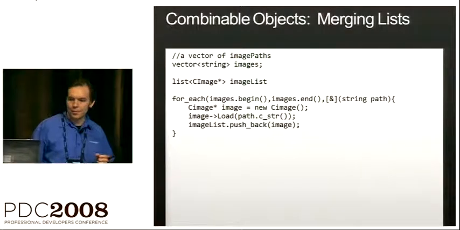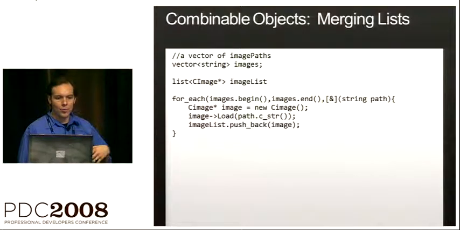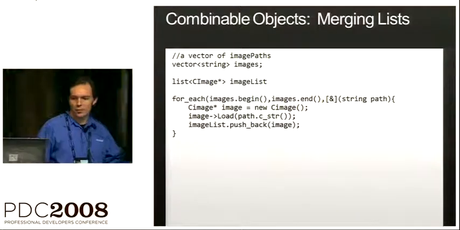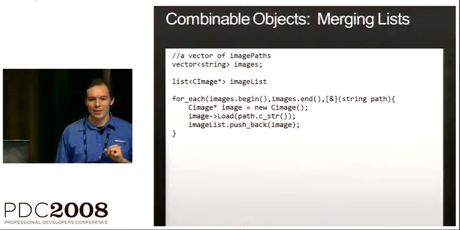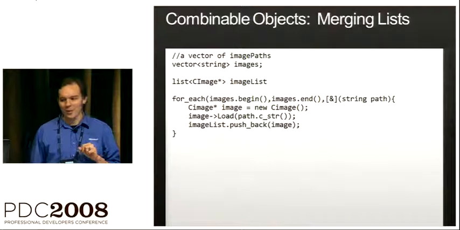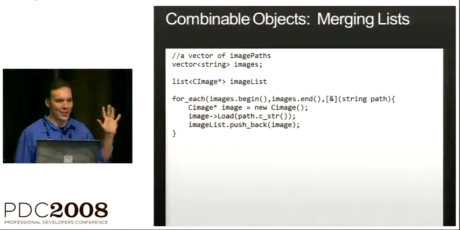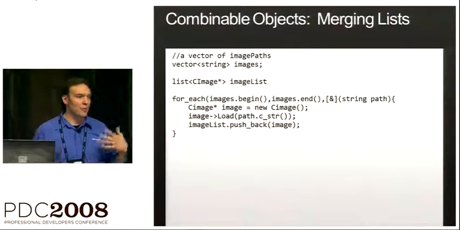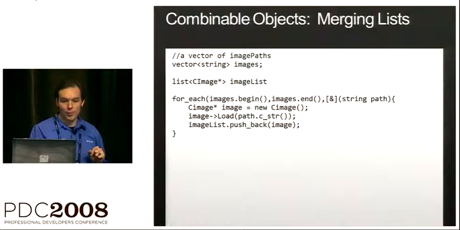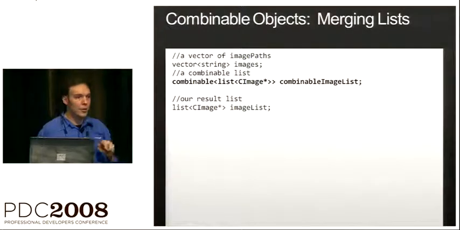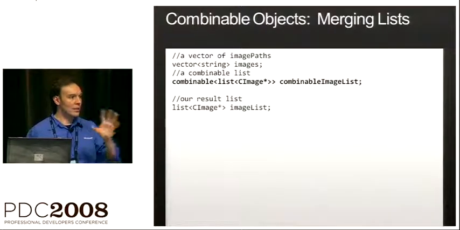Here's a vector of images and a list of results, very similar to the imaging demo. If I want to iterate over the vector, load that image, and then add it to the list, that's great to do in serial, but I can't do it in parallel, right? Because list wasn't on the container list that I mentioned. I don't have a thread-safe version of it. I could build a coarse-grained locked one, but that would potentially be unperformant. But I'm going to build a combinable list. So this is now a combinable list of image star.